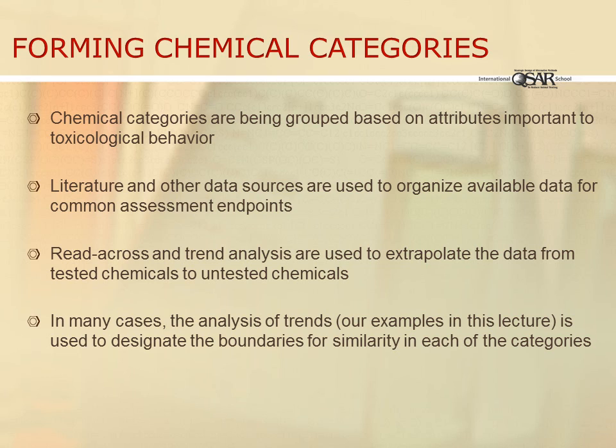And as I said, in many cases where there's enough data, an analysis of trends can be used itself to test the boundaries of similarity for the chemicals. So it becomes a cyclical process in terms of having to make the boundaries for chemical categories more defensible.